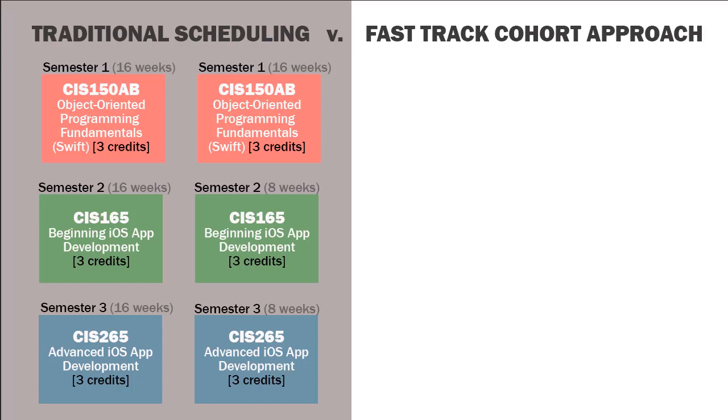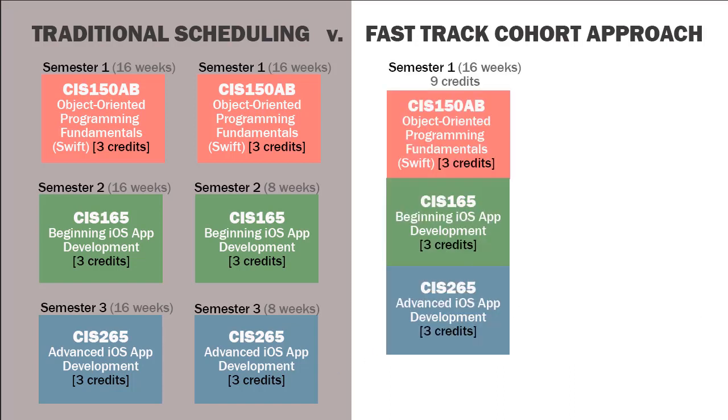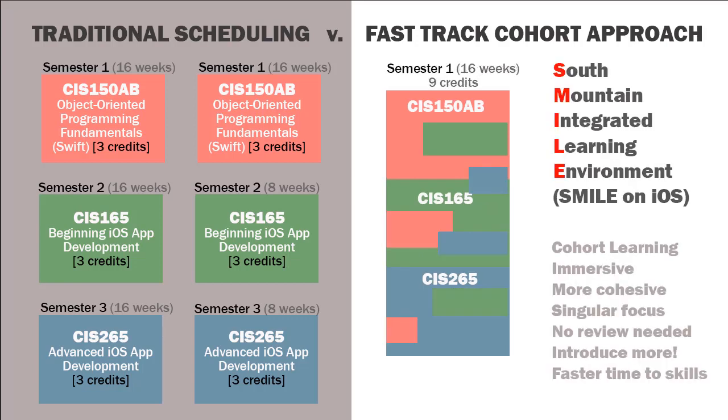Our approach at South Mountain is to do a fast-track cohort in which we teach all 3 courses together in 1 semester. Now, it's not so much that these are offered as 5-week, 5-week, and 5-week courses back to back to back. What we have done at South Mountain is to offer these as an integrated learning environment, what we call a SMILE, South Mountain Integrated Learning Environment.